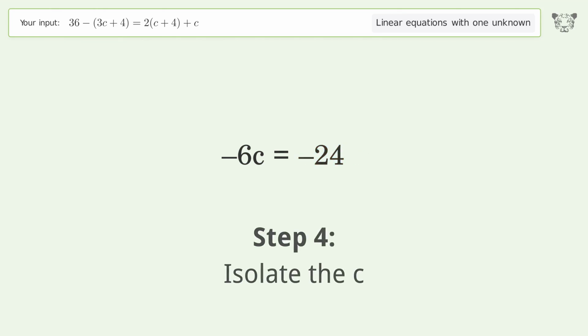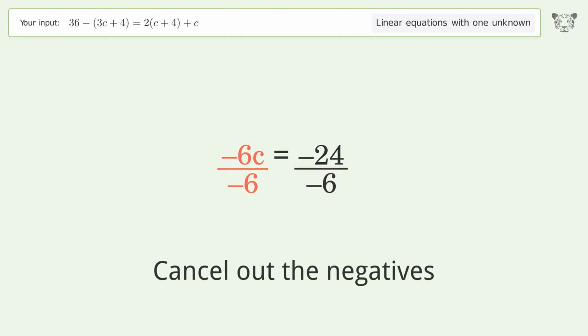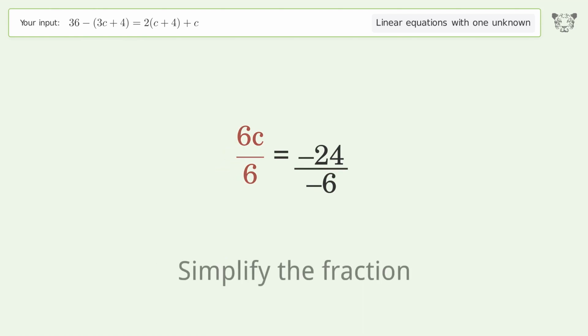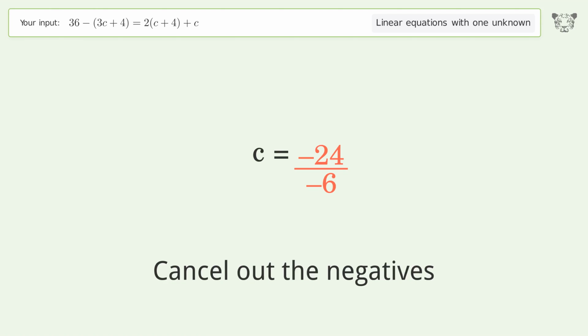Isolate the c. Divide both sides by -6. Cancel out the negatives. Simplify the fraction. Cancel out the negatives.